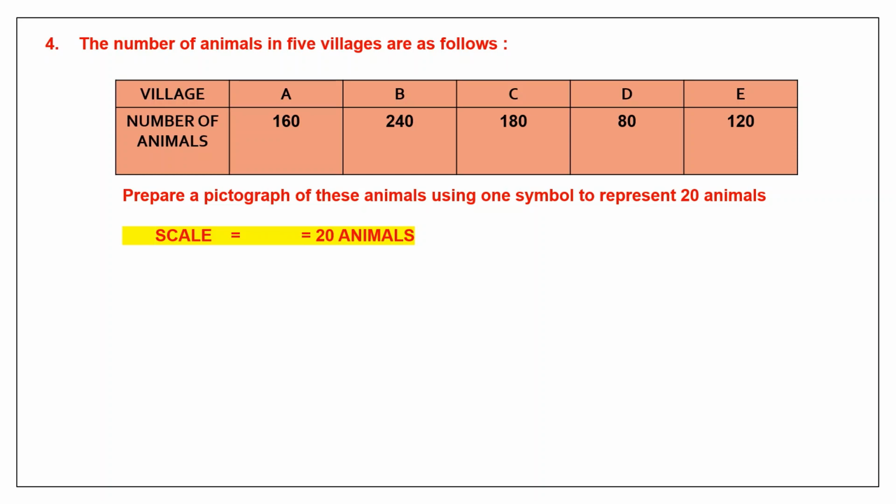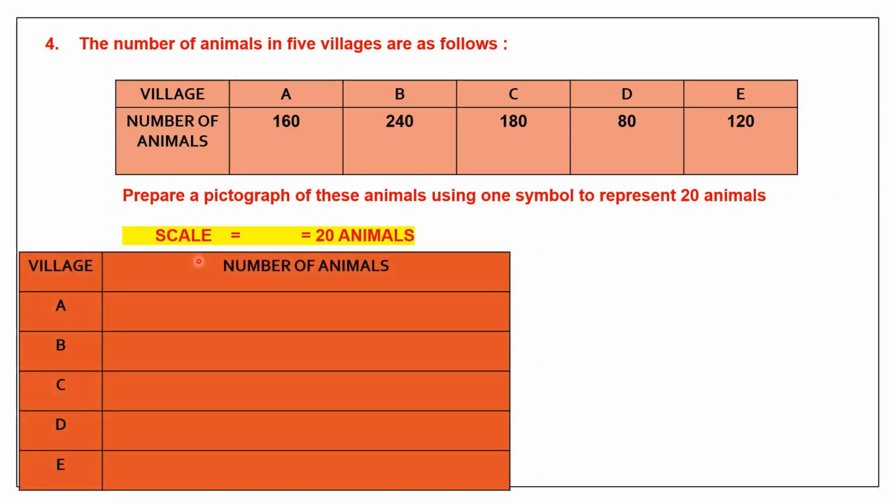Question 4. The number of animals in 5 villages are as follows. So we've got a table that tells us that there are 5 villages and how many animals there are in each village. Now we have to prepare a pictograph. And here they're telling us in the question, one animal, one symbol here or one animal is used to represent 20 animals. So the scale is already given to us. It's 20 animals and we have this, okay? So we're going to have the first animal there here shown here and that is going to represent 20 animals.